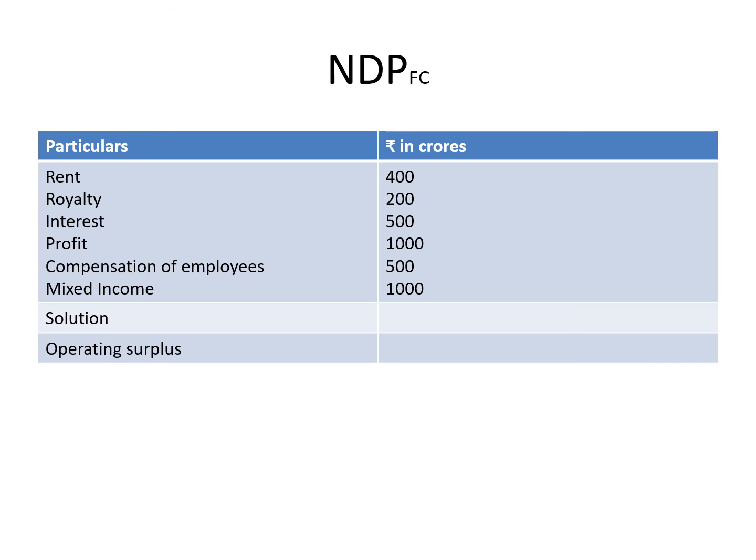Compensation of employees is given. First of all, we will calculate operating surplus: rent plus royalty plus interest plus profit. Then we will add compensation of employees plus operating surplus plus mixed income. It is equal to NDP at FC.